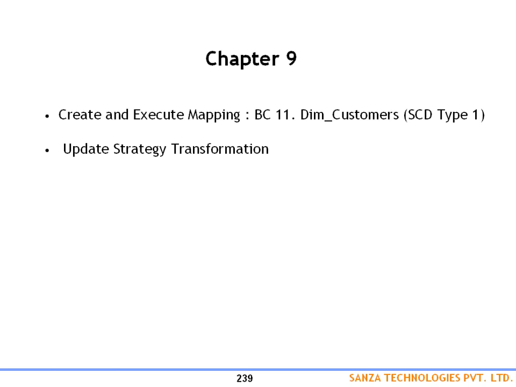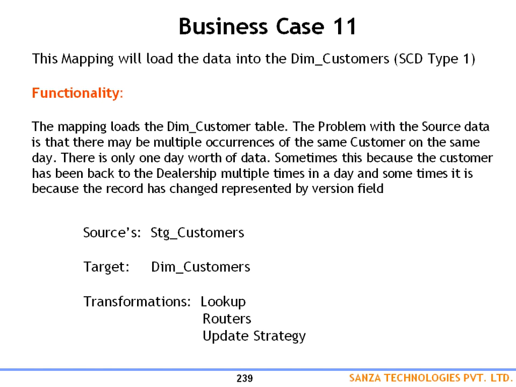So, the mapping will load data from the STG customer table and load data into the dimension customer table. It is SCD type 1. The requirement is that in the source data you will have multiple occurrences of the same customer. So you need to load data into the dimension customer table and implement the logic of SCD type 1.